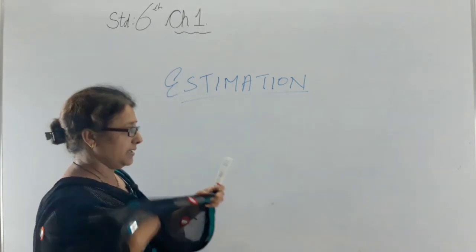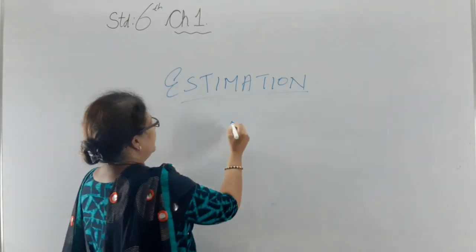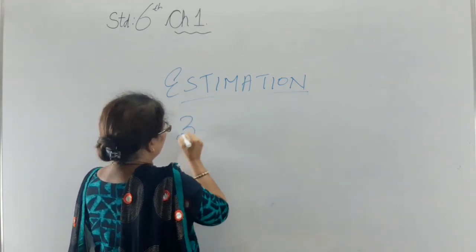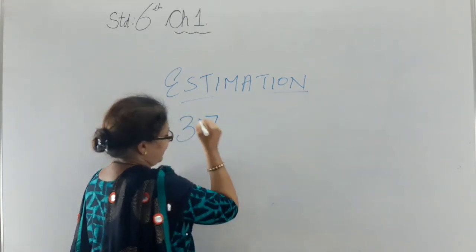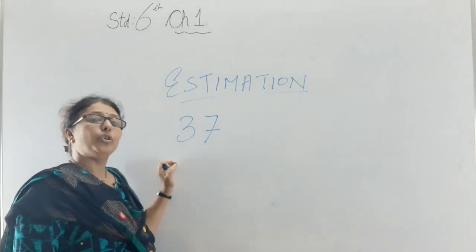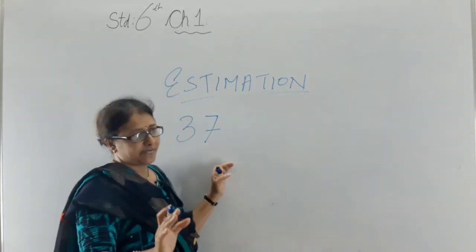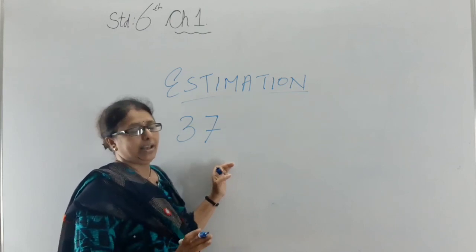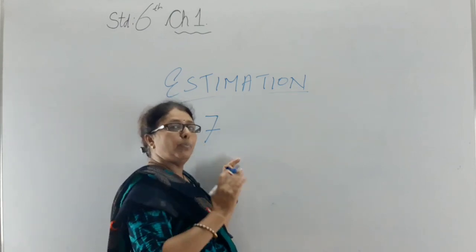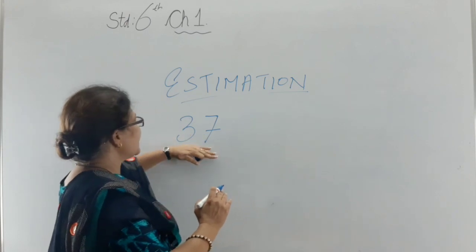Take two numbers. I'll take one number, 37. And I want to find an estimate value. Estimate value is an approximate value. It's not a confirmed value. It has to be approximate. It can be more or less. So this number is 37.